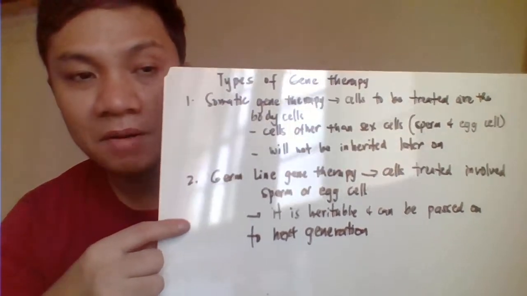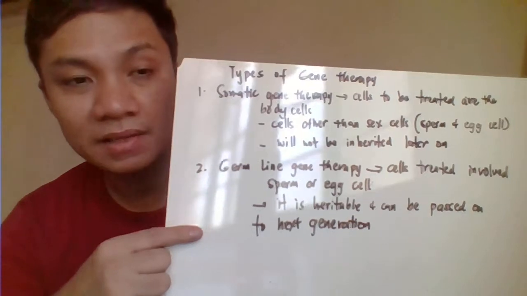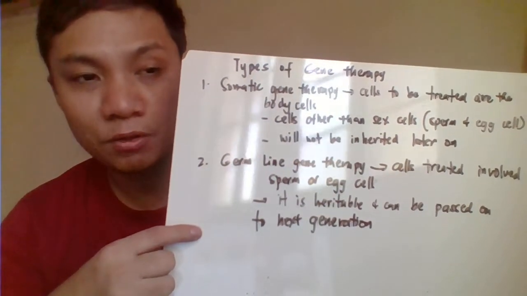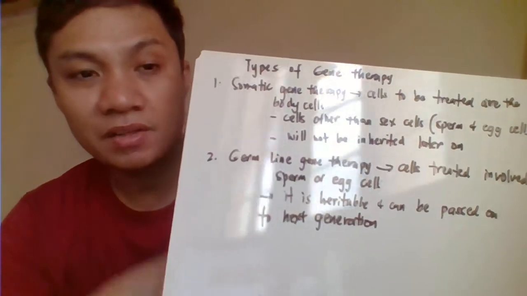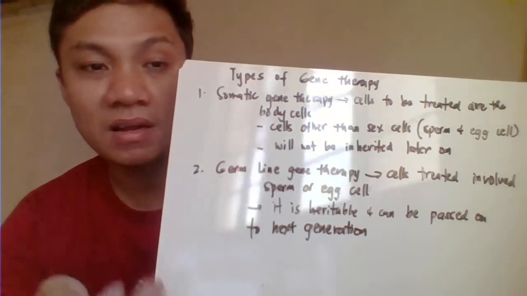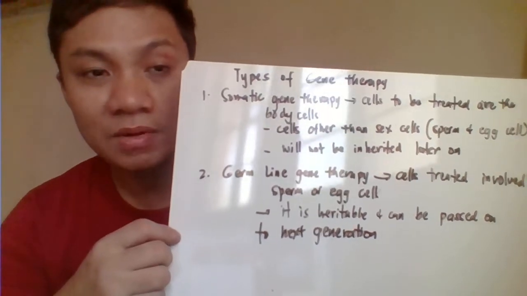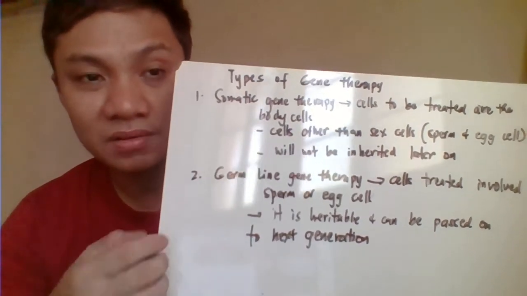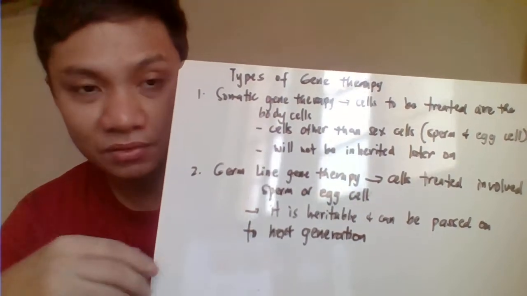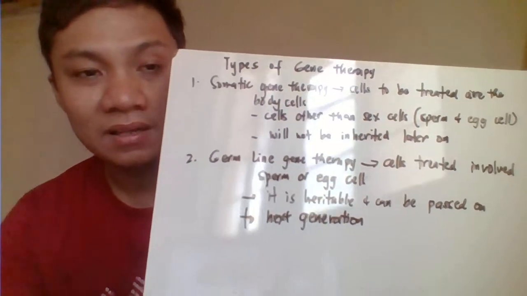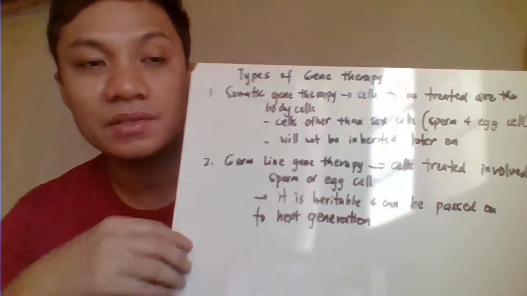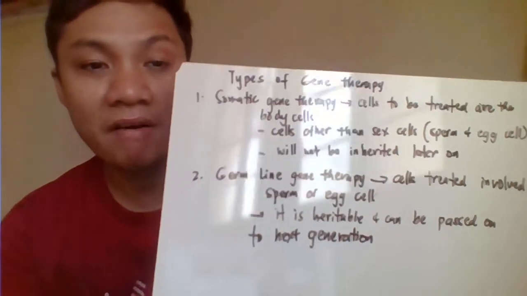Whereas in germline gene therapy, this is a process whereby you try to treat your egg cells, sperm cells, developing cells, and that could eventually be passed on to the next generation. So it would be able to treat your familial genetic disorders, familial family. So it would be able to treat your genetic disorders down the line, the entire family tree.